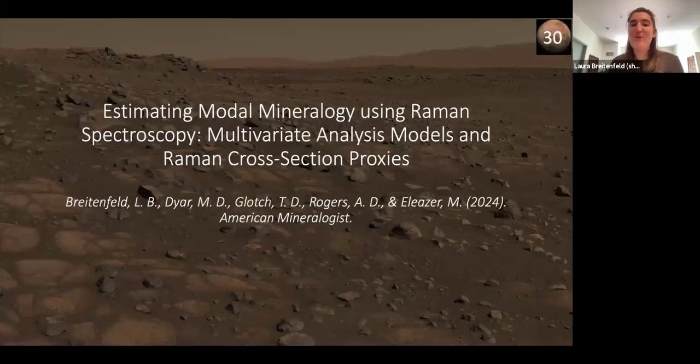Okay, so we've talked about the asteroid Bennu, and now I'm going to shift gears. I'm going to go into some work that is more applicable to the planet Mars. I'm going to be talking about estimating modal mineralogy using Raman spectroscopy, and specifically two different techniques. The first being multivariate analysis, and the second being a technique that we established called Raman cross-section proxies. This work was recently accepted by American Mineralogist.